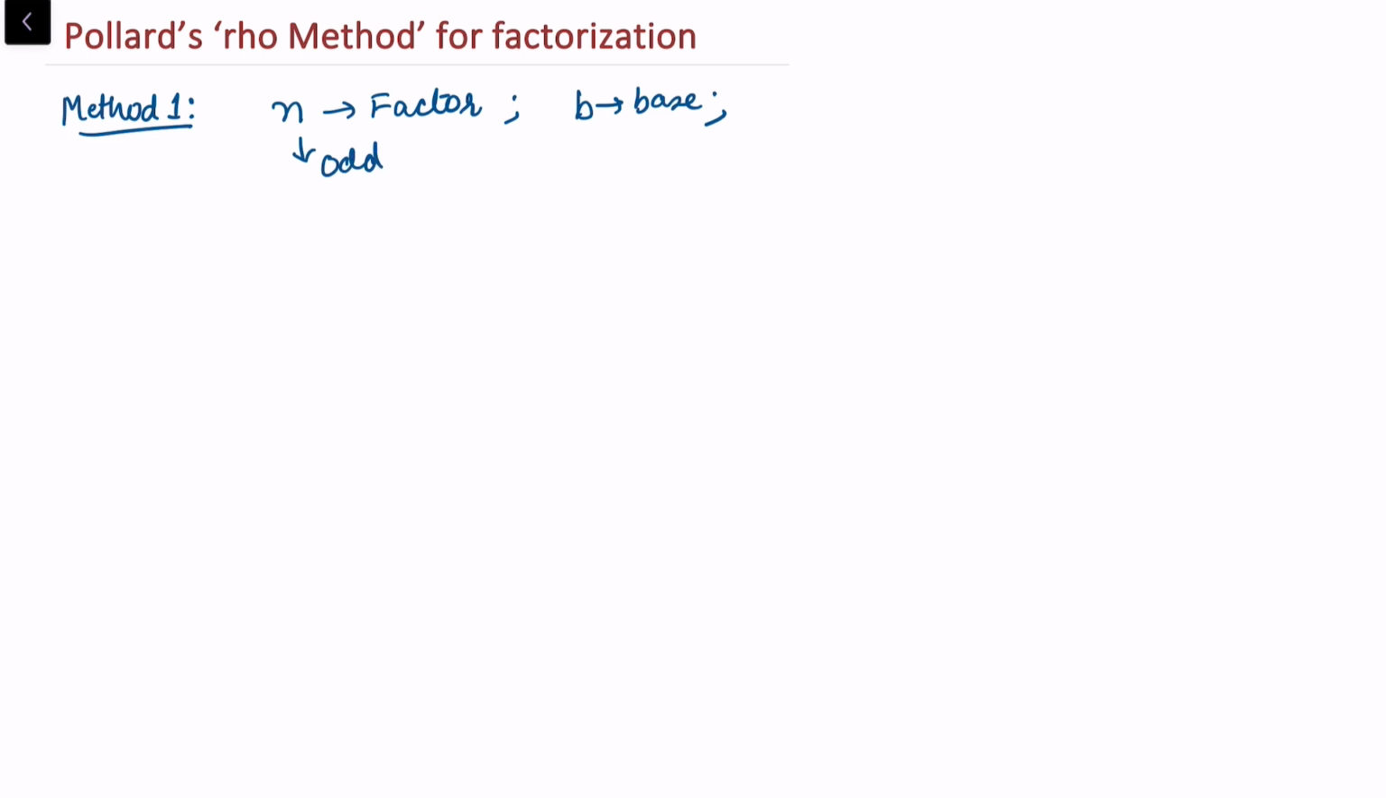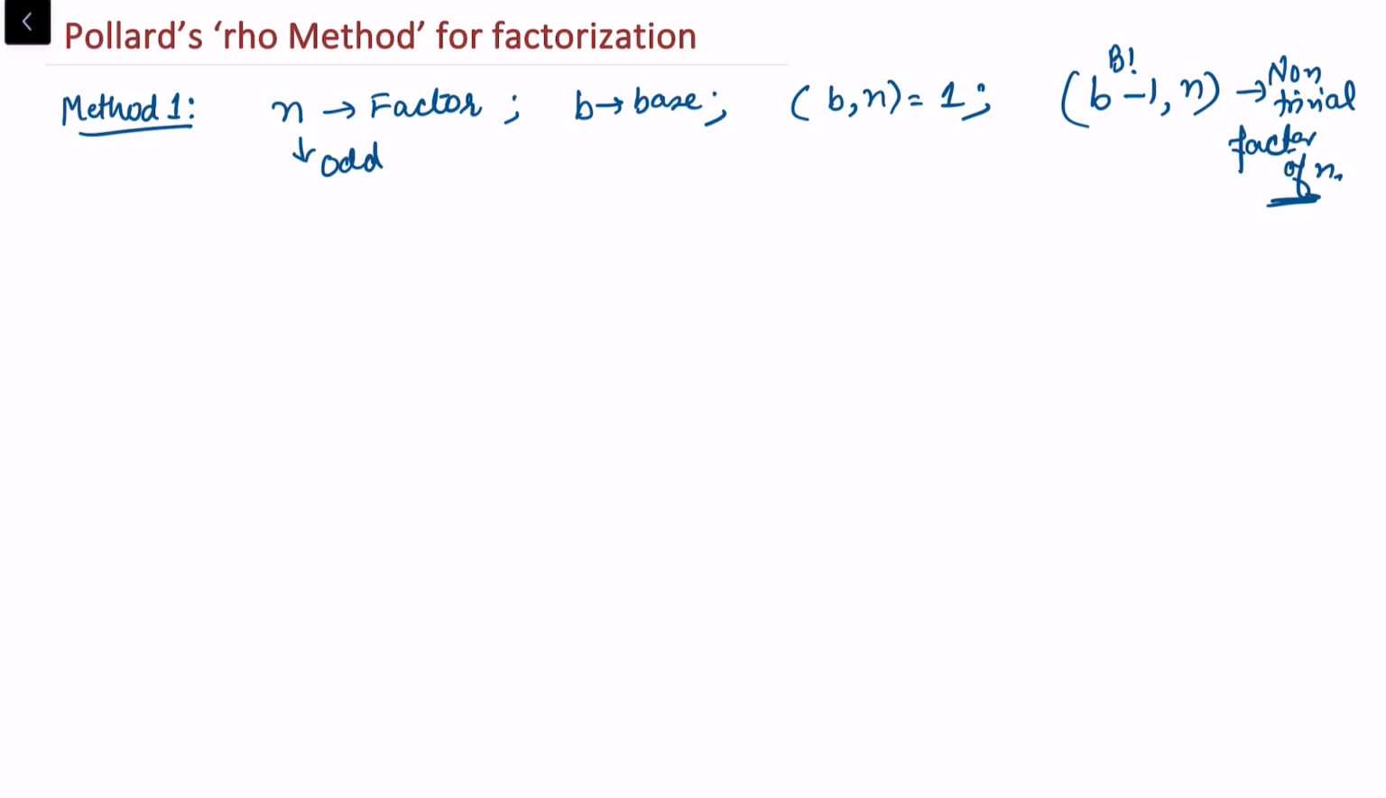So we can choose a base b, an even integer, such that the GCD of b and n is equal to 1. Then we take the GCD of b raised to the power b factorial minus 1, comma n. And if this turns out to be a non-trivial factor, then definitely this is a non-trivial factor of n. So this way the method works. You can see it in my previous video. In video 2, I've talked about the method when this is not a non-trivial factor.